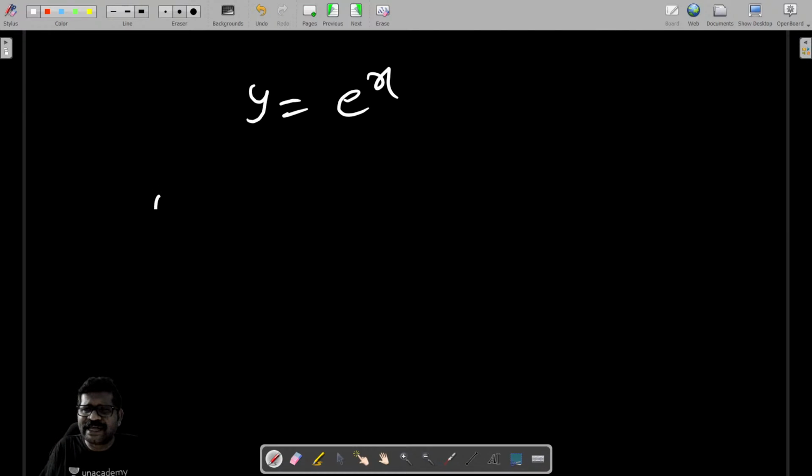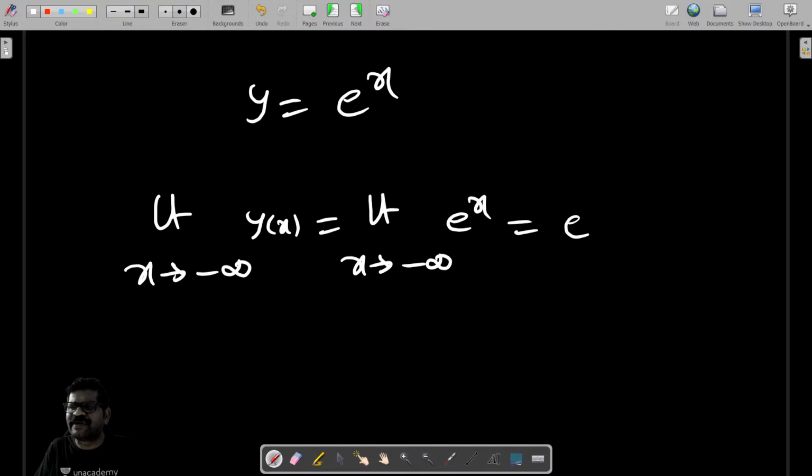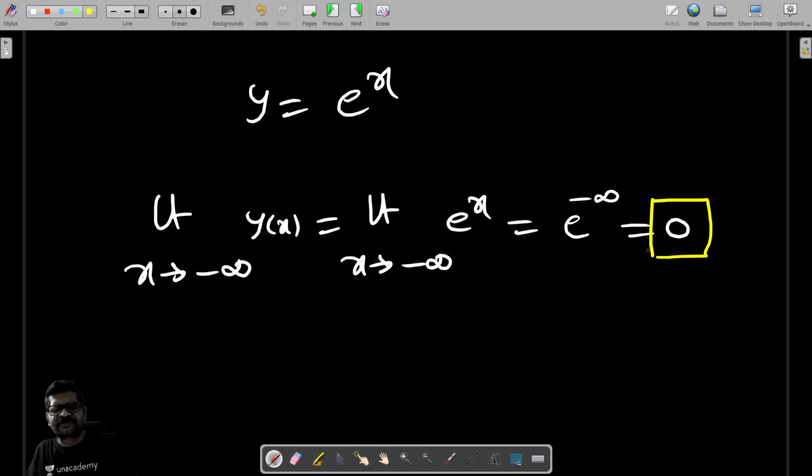We have to find out limit x tends to minus infinity of y of x, which is limit x tends to minus infinity of e power x. When x is tending to minus infinity, e power x is e power minus infinity, that is 0. So the answer is 0. Understood? Next problem.